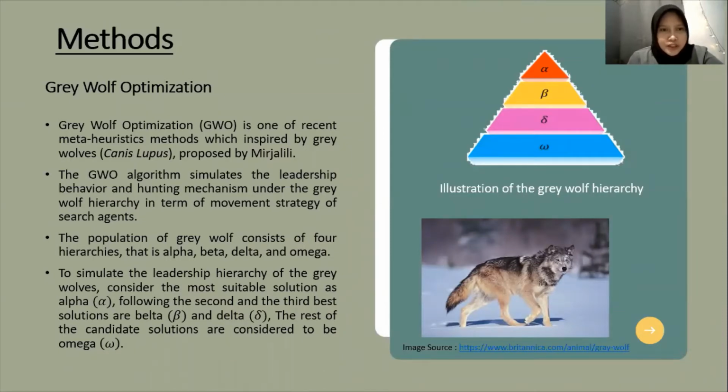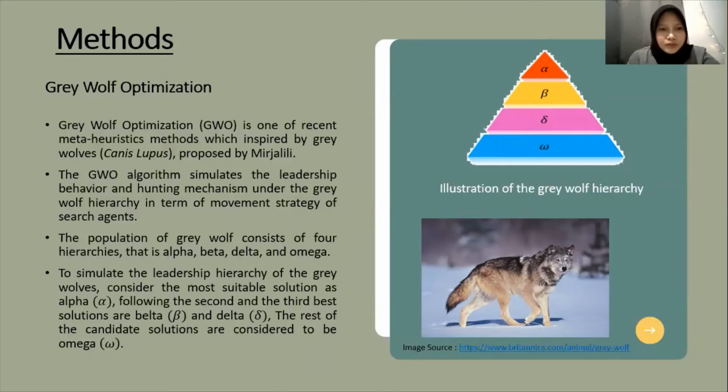Grey Wolf optimization is one of recent meta-heuristic methods which is inspired by grey wolf or Canis lupus, proposed by Mirjalili. Here is the picture of Canis lupus. The Grey Wolf optimization algorithm simulates the leadership, behavior, and hunting mechanism under the grey wolf hierarchy in terms of movement strategy of search agents.